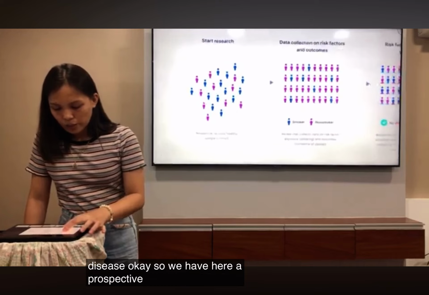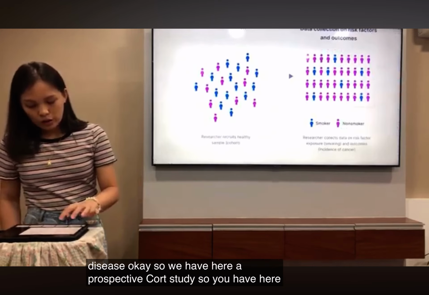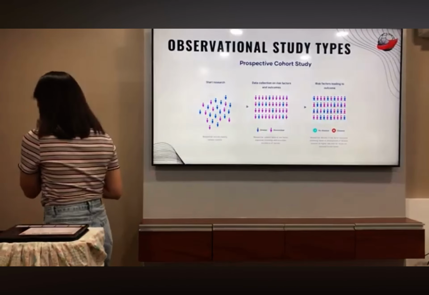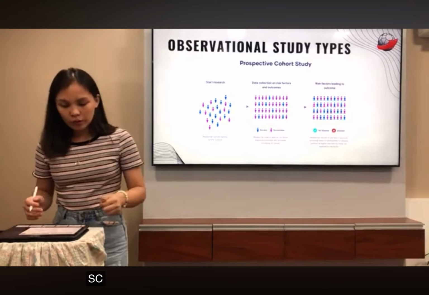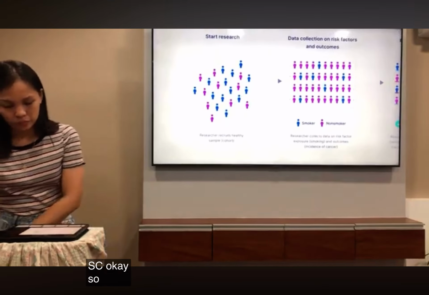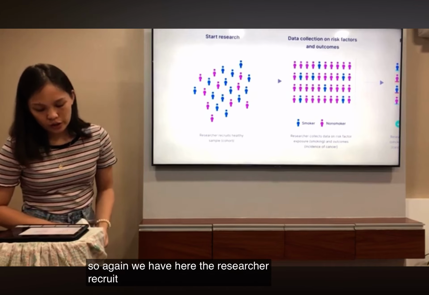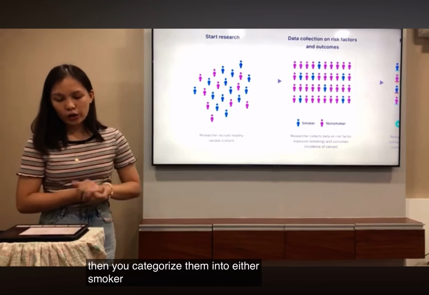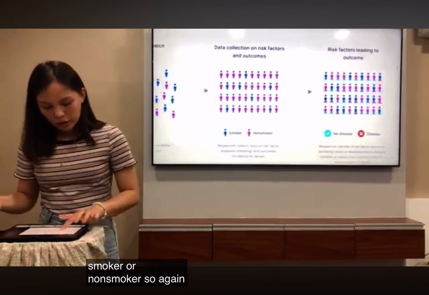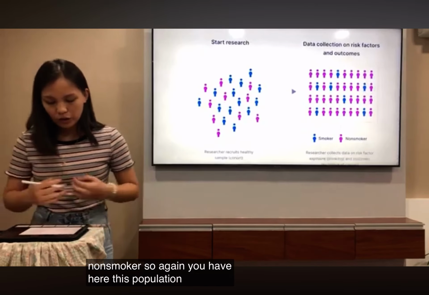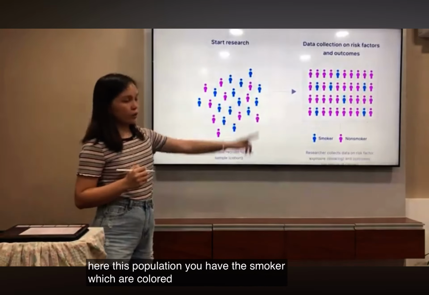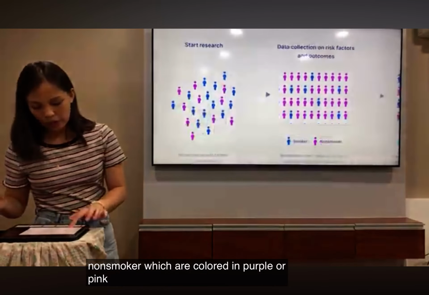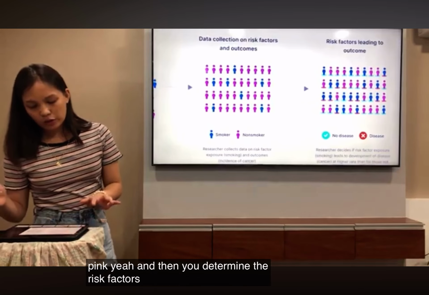Okay, so we have here a prospective cohort study. So you have here, this is a photo I took from, I think, Scriber. Okay, so again, we have here the researcher recruits healthy samples or cohort, and then you categorize them into either smoker or non-smoker. So again, you have here this population. You have the smoker, which are colored in blue, and then the non-smoker, which are colored in purple or pink. And then you determine the risk factors leading to the outcome.